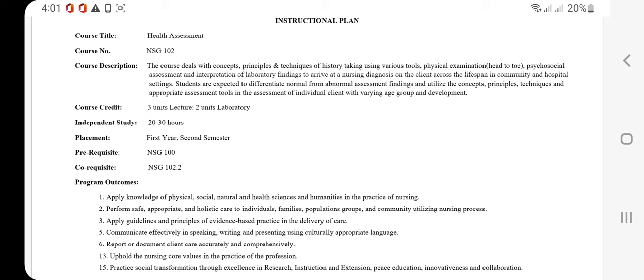So, core requisite po dito is NSG 102.2. Bakit core requisite? Yun po yung skills ninyo. So, sabay po yan siya. Hindi pwedeng mauna yung lecture, tapos mahuli yung skill side.